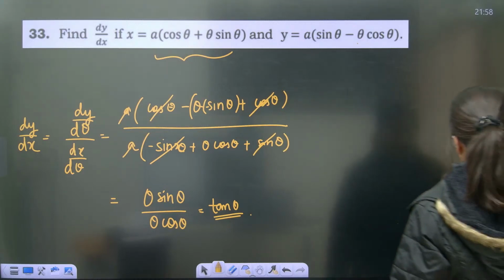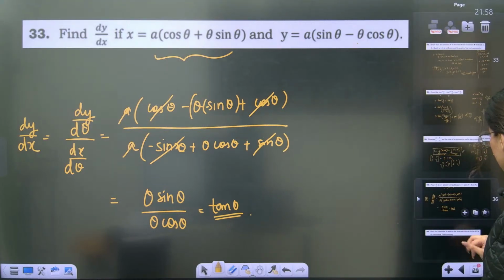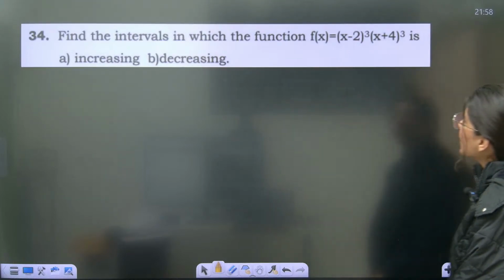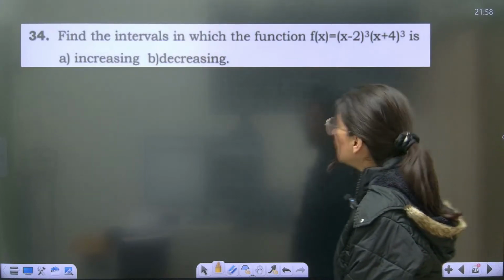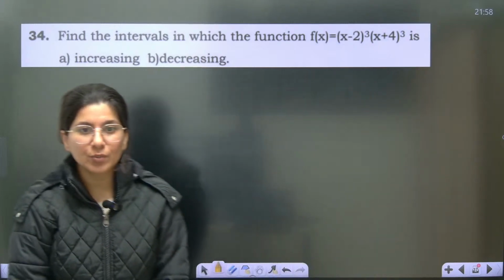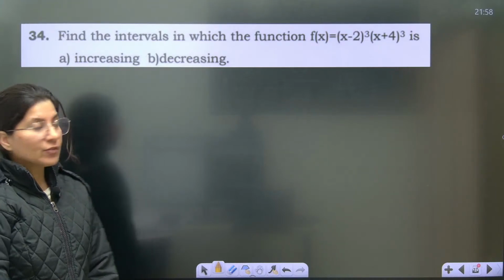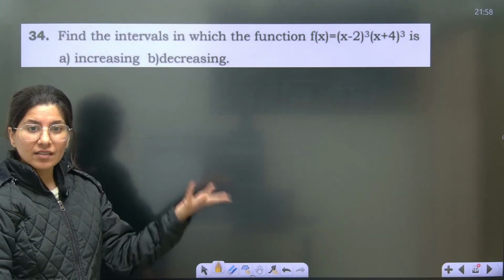Clear? Getting it? Understanding it? Now the next question. Find the intervals in which the function f(x) equals (x minus 2) whole cube times (x plus 4) whole cube is increasing or decreasing. So we need to find the intervals where f(x) is increasing or decreasing.